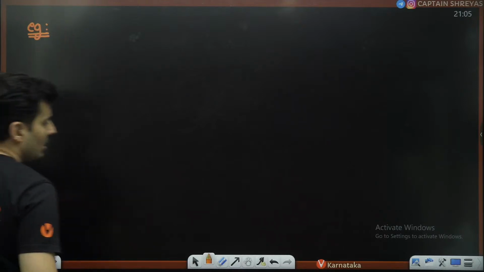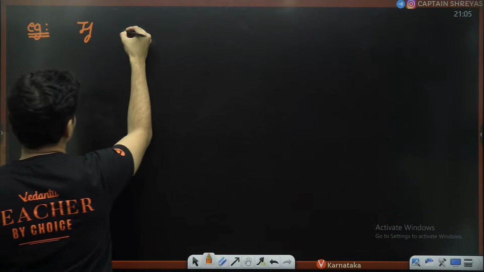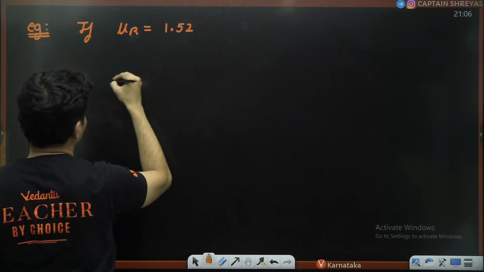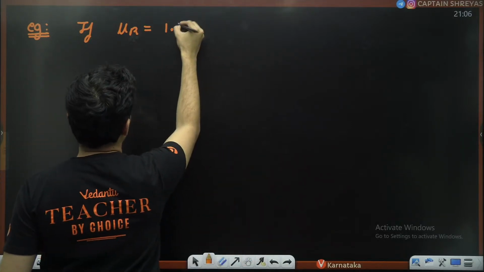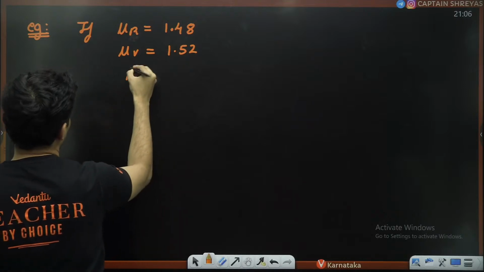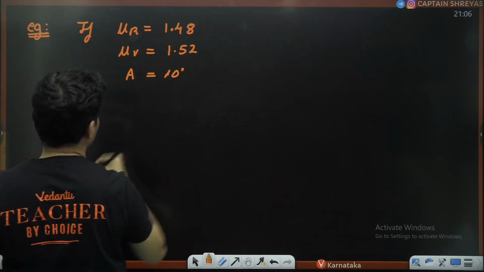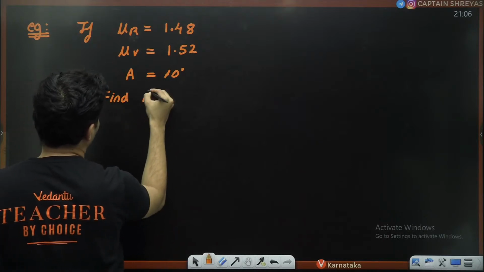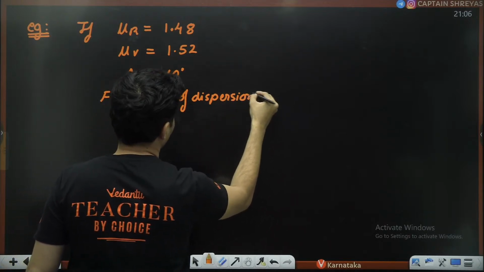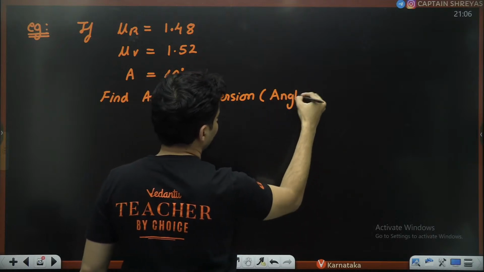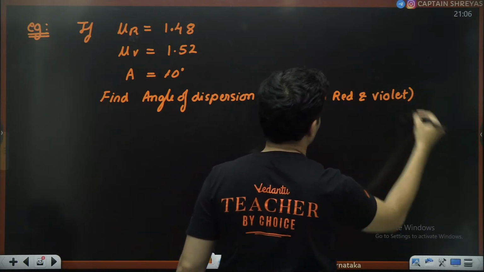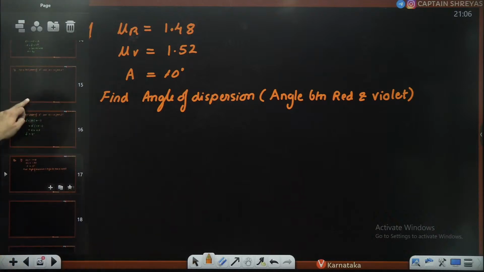All right. If the red color's refractive index is 1.48, violet color's refractive index is 1.52, and the angle of prism is 10 degrees, can you find the angle of dispersion, which is the angle between the red and the violet colors? That is the question. How do you solve this particular question?